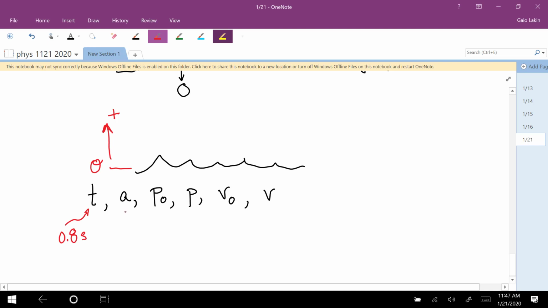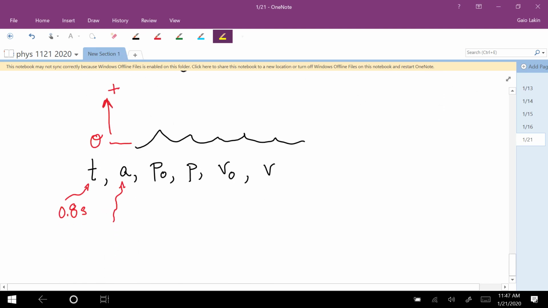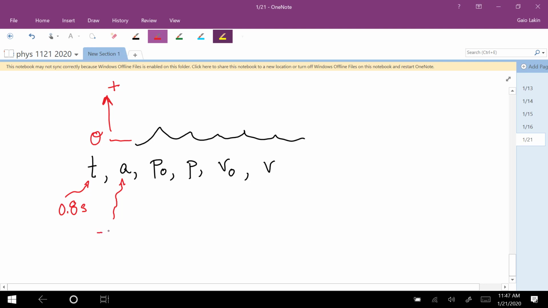Do we know the acceleration? Yep, 9.81 meters per second squared. That's right, and that's its magnitude. And then you have to think about how the direction relates to our positive direction. So it's negative in this case. Do we know the position when time is equal to 0? No, it's not known. That's what we're trying to find. So this is what we want.